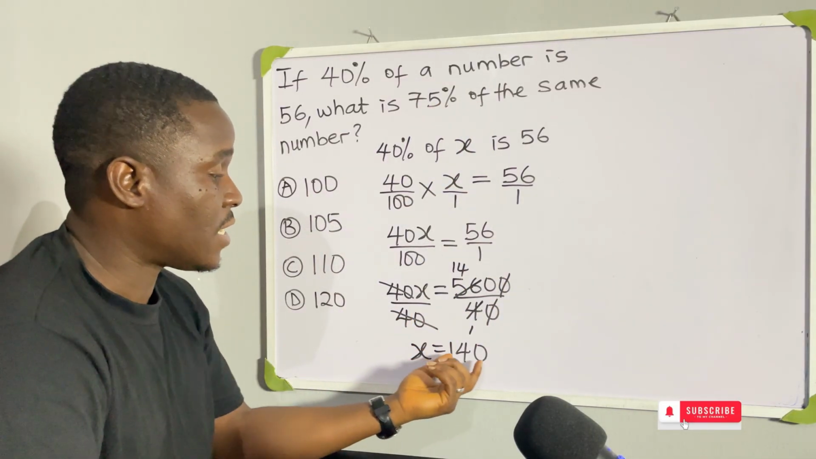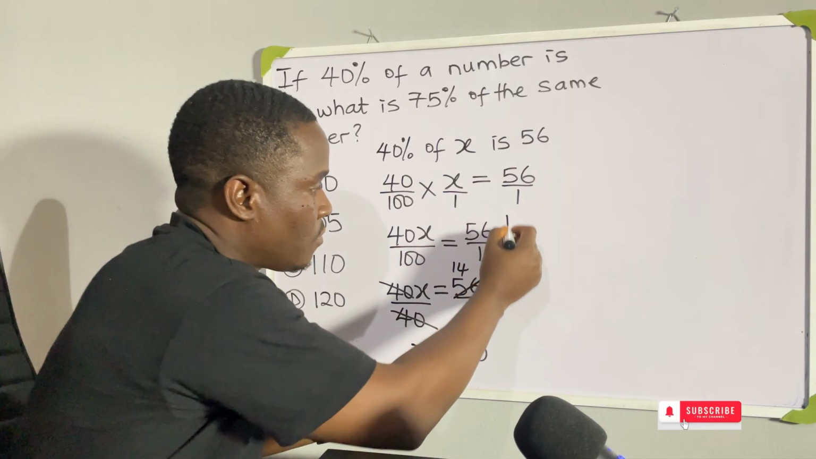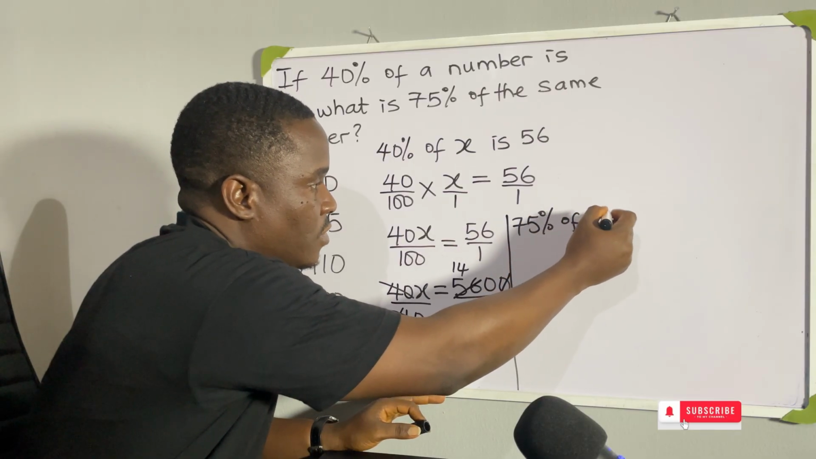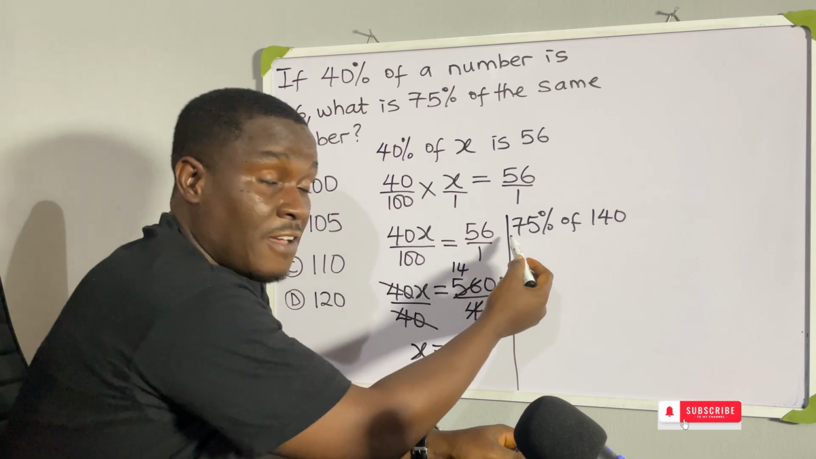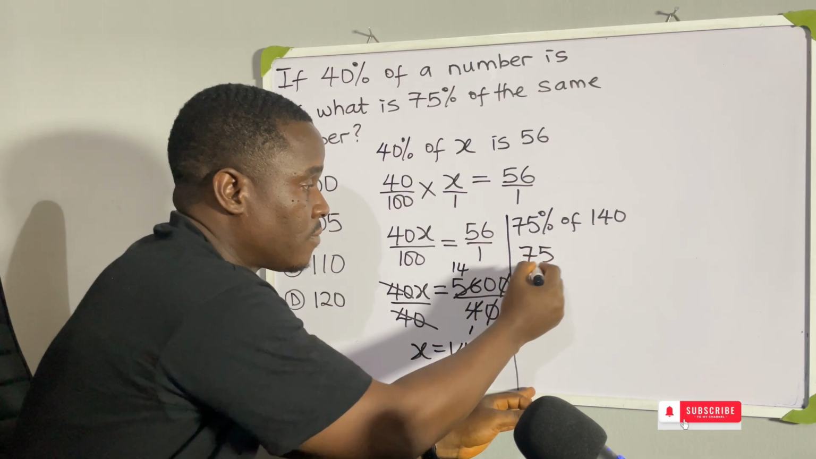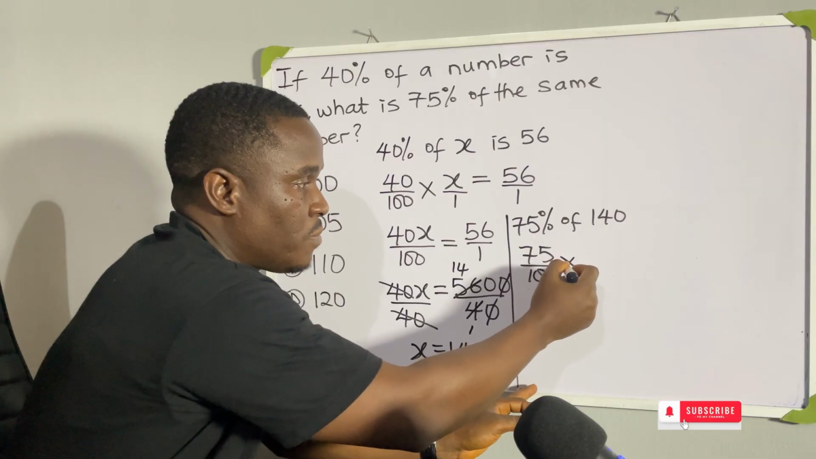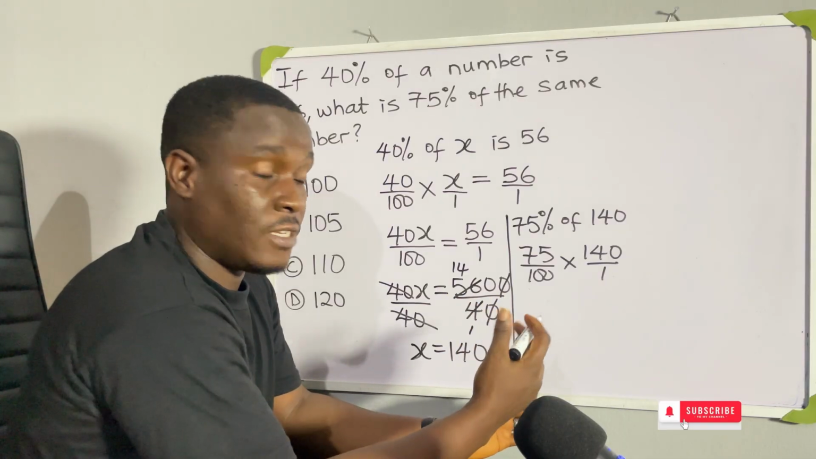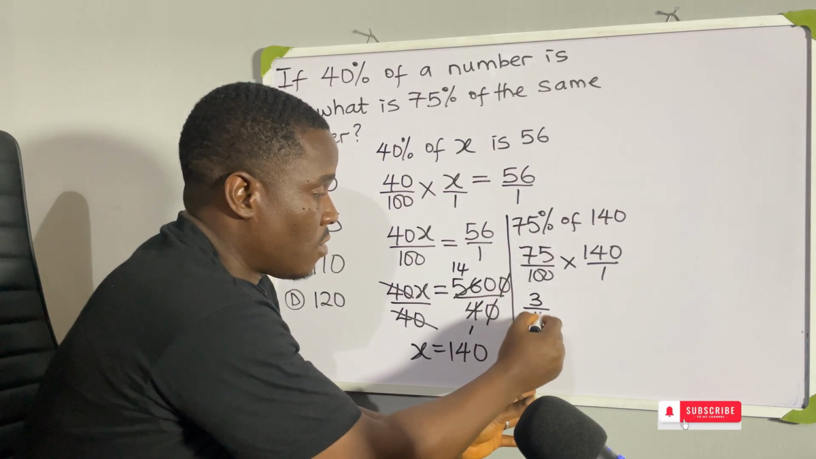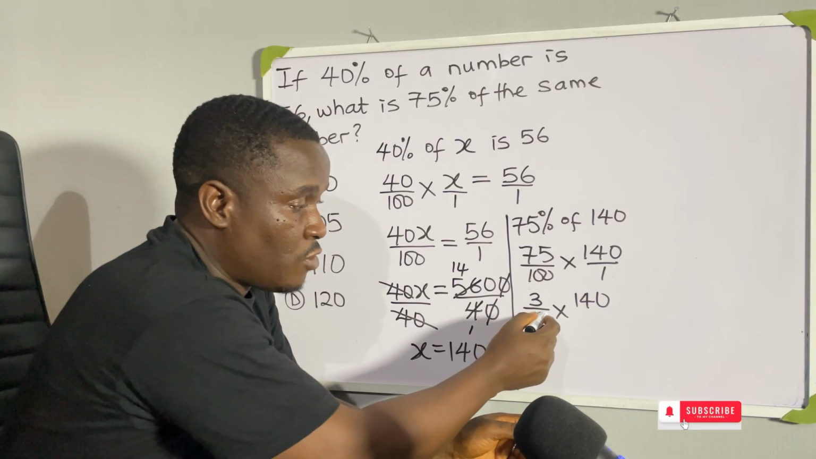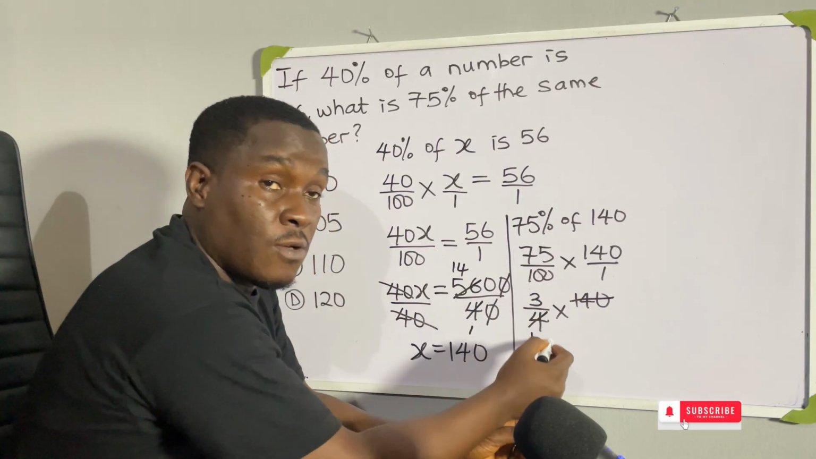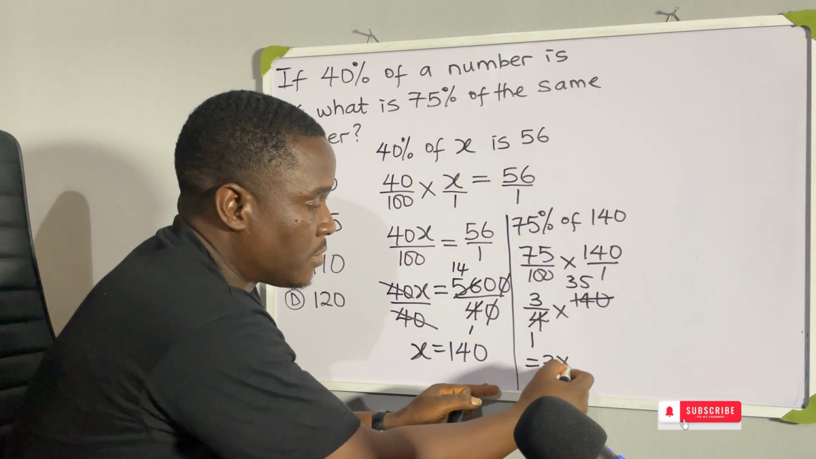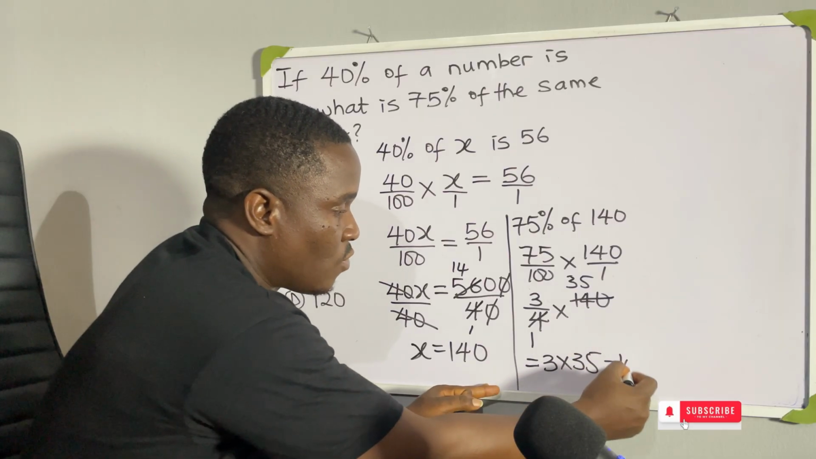That means 75% of 140. 75% can be written as 75 over 100. Of can be written as multiplication, and then you have 140 over 1. If you break down 75 over 100, you're going to get 3 over 4 times 140. 4 is going to divide itself one time. 4 is going to divide 140 35 times. So at the end, we have 3 times 35, which gives us 105.